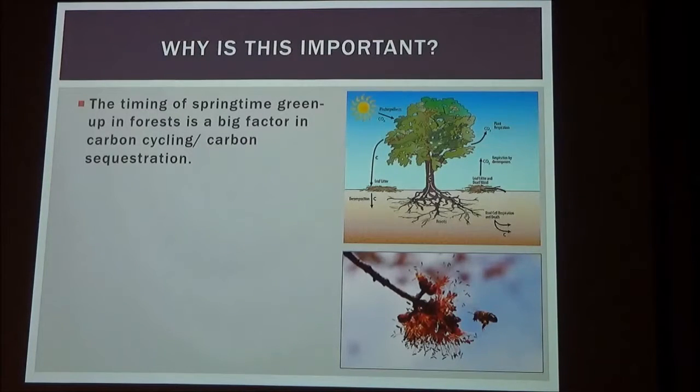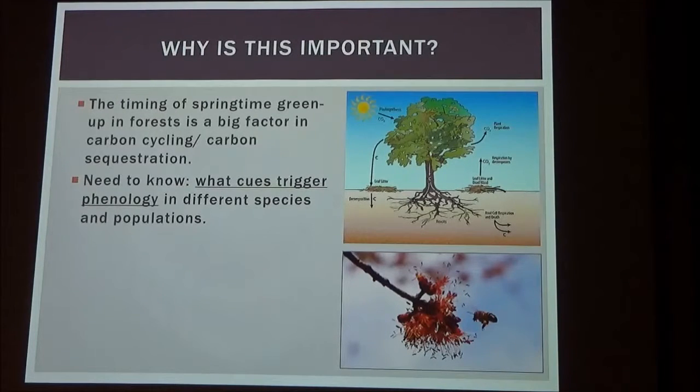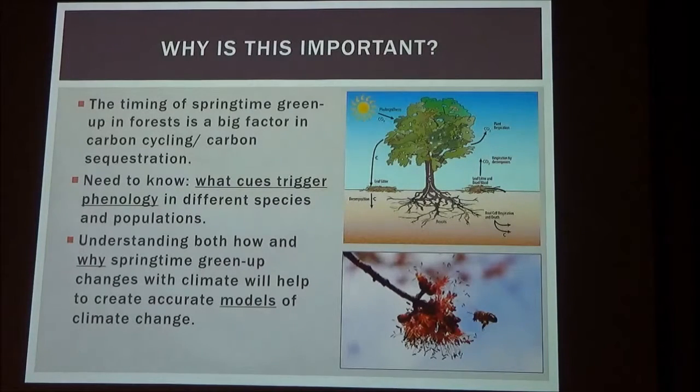And also, these changes in phenology can cascade through an ecosystem, for example, impacting the ways that plants interact with their pollinators and then impacting reproduction of plants. Historically, phenology data has been very observational, so think about like Thoreau taking lots of observations around Walden Pond. But what our lab is doing is trying to figure out what exactly cues are triggering phenology in plants. So in order to create accurate models of climate change, we need to understand why springtime green-up is happening and what exactly is causing plants to leaf out at the time they do.